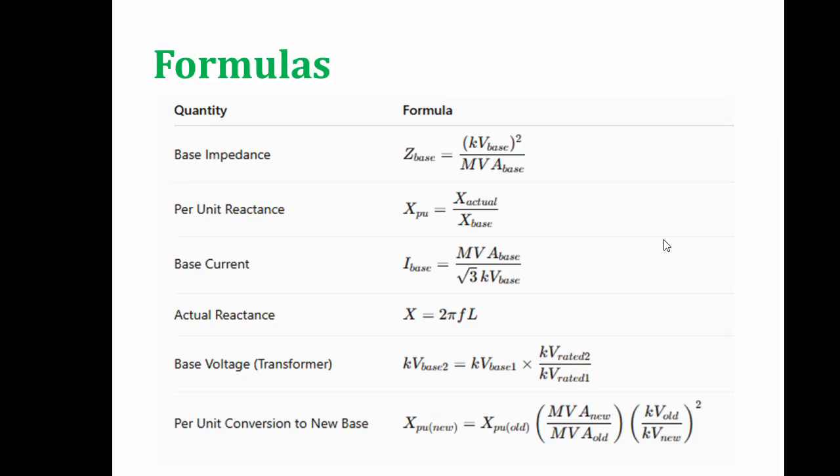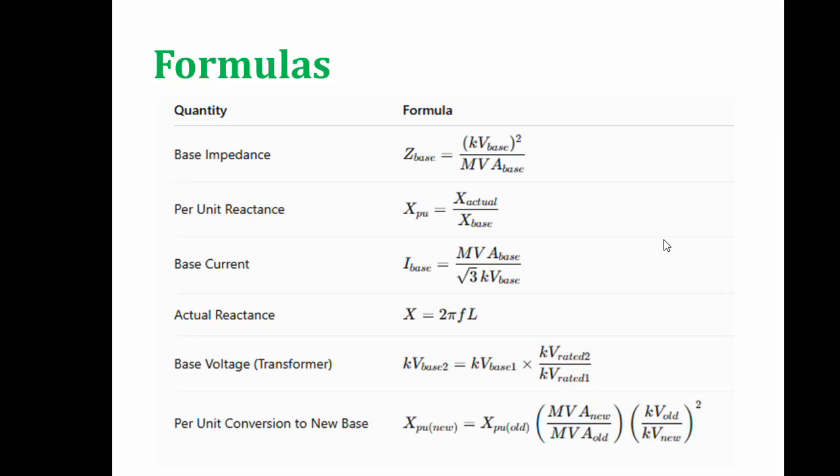At last, we use the formula for determining the per unit conversion from old base to new base. That is, X per unit new is equal to X per unit old into kV base old divided by kV base new, the whole square, into MVA base new divided by MVA base old.